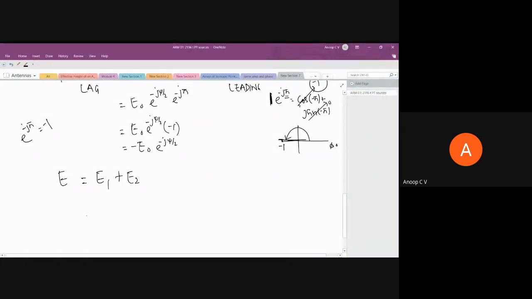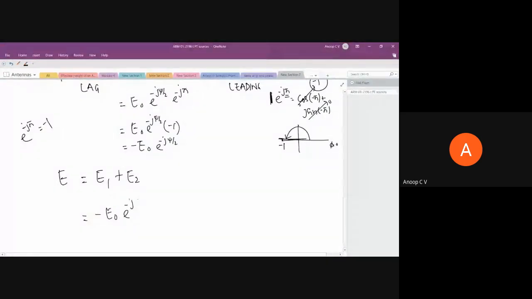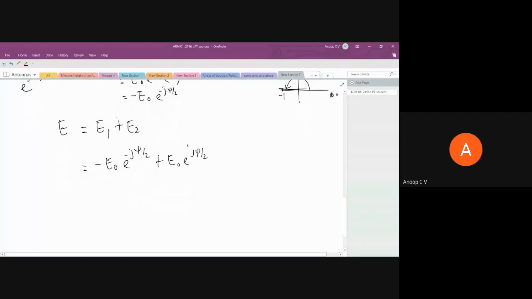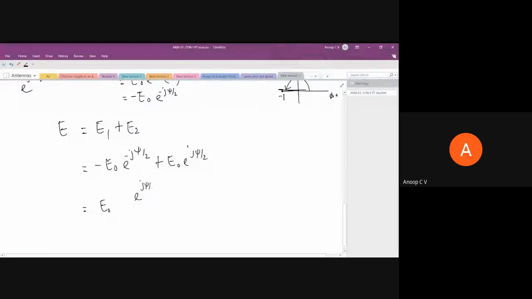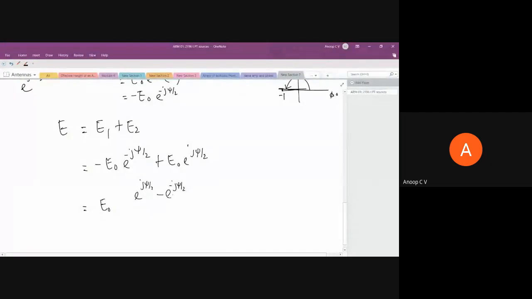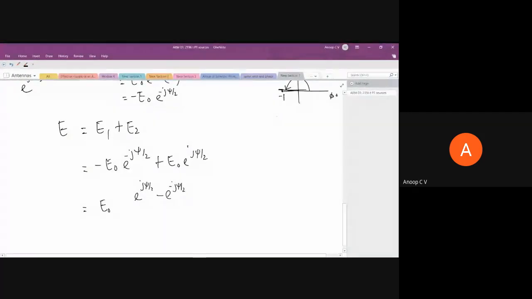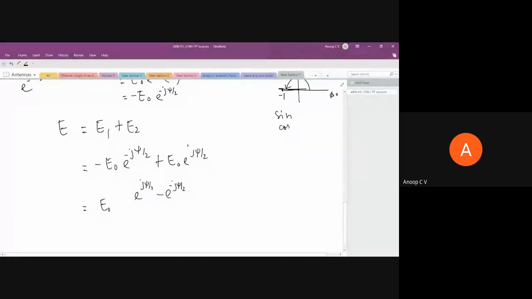So I can write it is equal to minus E naught e power minus j psi by 2 plus E naught e power j psi by 2. This is our net field. Again, E naught I can take common, then e power j psi by 2 minus e power minus j psi by 2. I need to get it in terms of sine or cos.